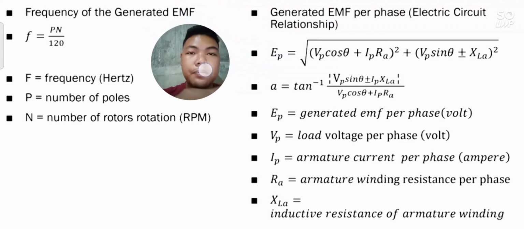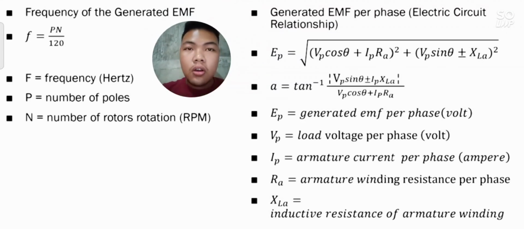We have the frequency of the generated EMF. So F equals P n over 120. F equals frequency, P equals number of poles, and n equals the rotor's rotation speed.